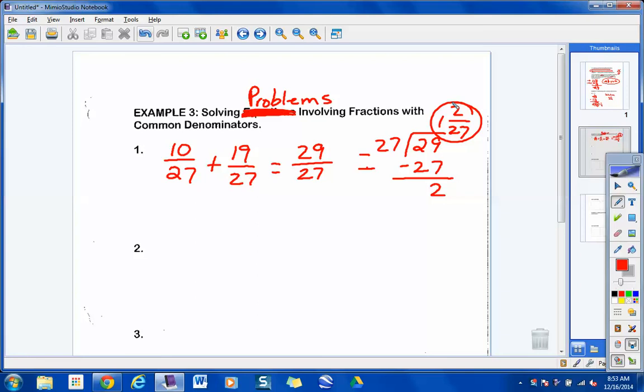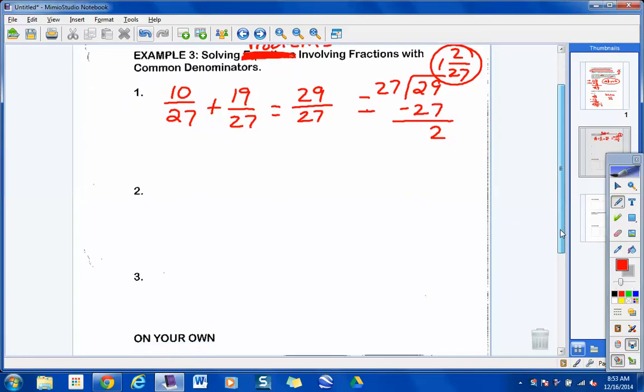Now number 2, I might want to put a star by this right here and say, all right, what happens if you have something like this in number 2? What if you have 4 3/7, say, plus, let's go, how about 6 6/7?